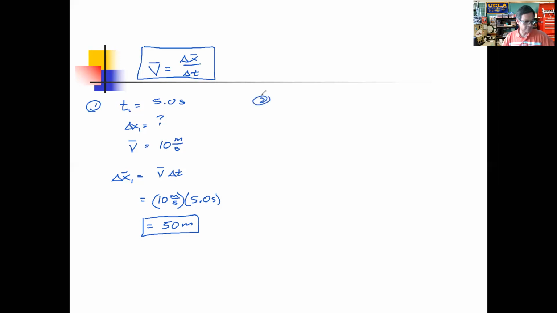For the second one, let's go ahead and write that. Let's just quickly work that out again. The time interval that we're asked to look at now is 15 seconds. So we're asked to find how far he moves at the 15-second time interval. So displacement after that, that's what we're solving for. And again, the velocity is going to be the same. It's 10 meters per second. Rearranging the equation to solve for delta x2, the second displacement.